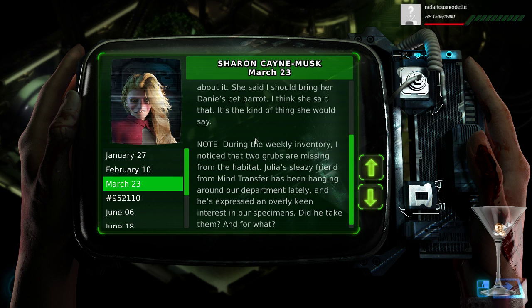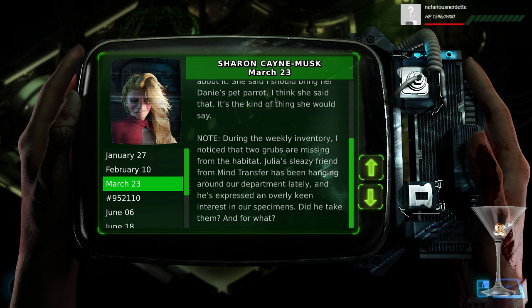Note, during the weekly inventory, I noticed that 2 grubs are missing from the habitat. Julia's sleazy friend from Mind Transfer has been hanging around our department lately, and he's expressed an overly keen interest in our specimens. Did he take them? And for what?